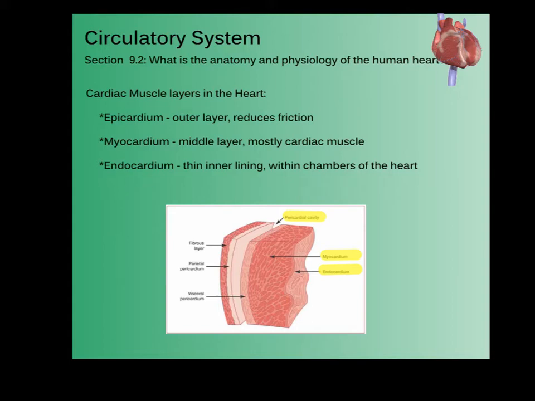And then finally, the endocardium, which is going to be this inner layer, and that is where we're actually going to have our blood, and that's going to come in contact with that. So it's a little bit of a different type of tissue, as you can see in this image here.